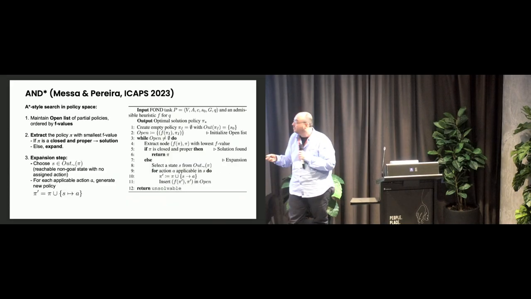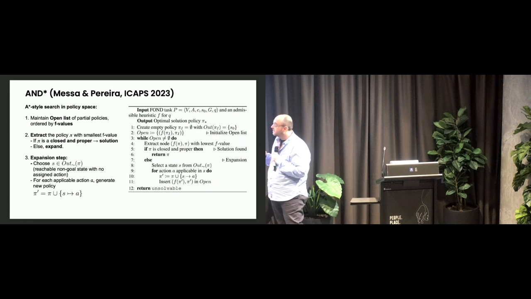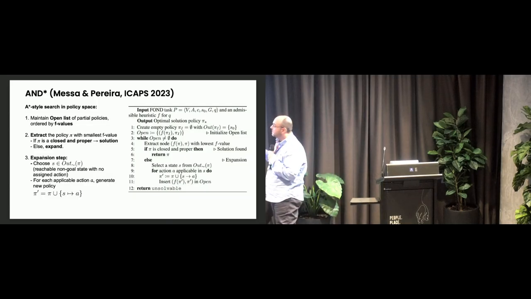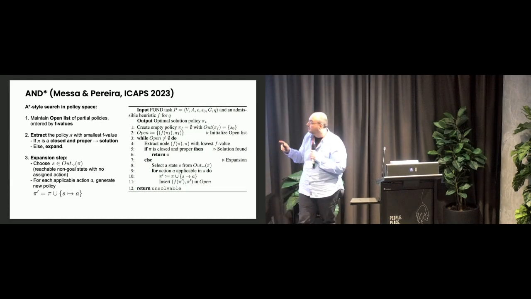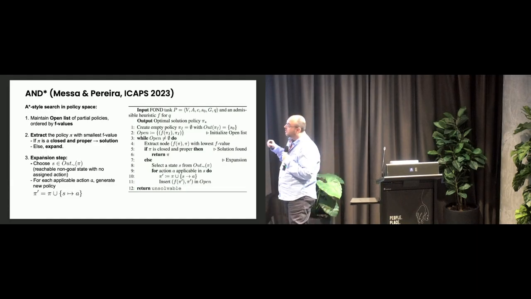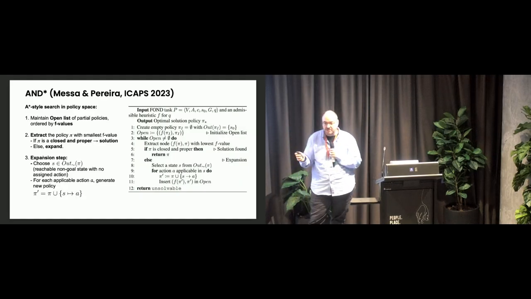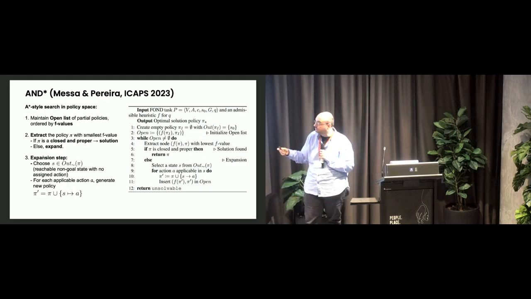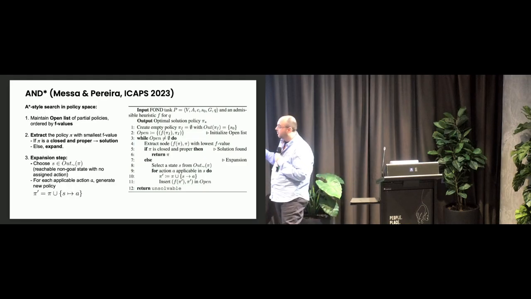Okay, so for the method, the algorithm that we present is an extension of an existing algorithm, A-star FOND, which was presented here at ICAPS a couple of years ago. This is an A-star style algorithm for policy space, meaning that we have an open list ordered by F values as usual, but the nodes in this open list are policies, not states. When we extract a policy, if this policy is closed and proper, it is a solution. If the F values are admissible, it is optimal. Otherwise, we have to expand the policy.